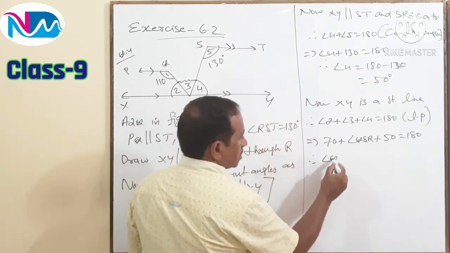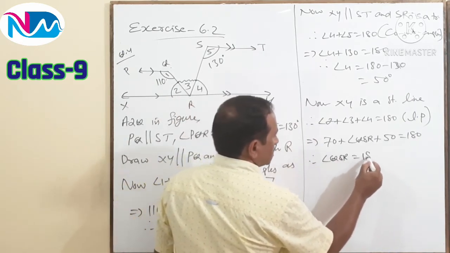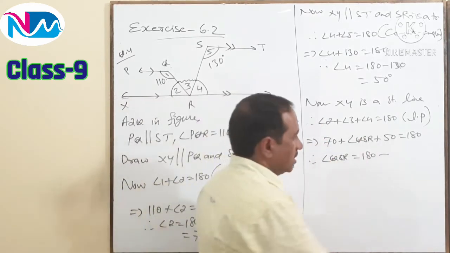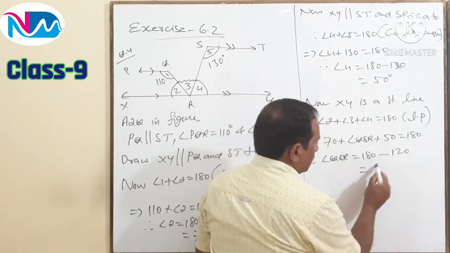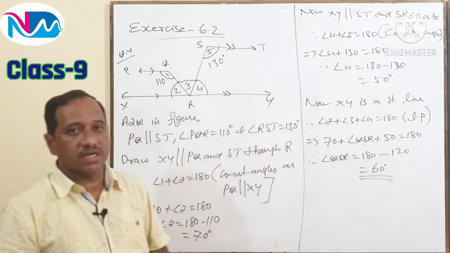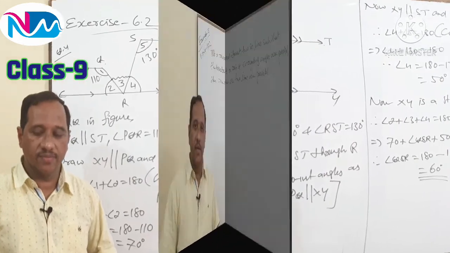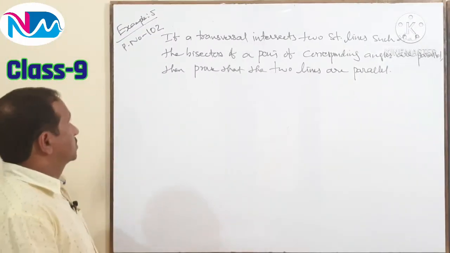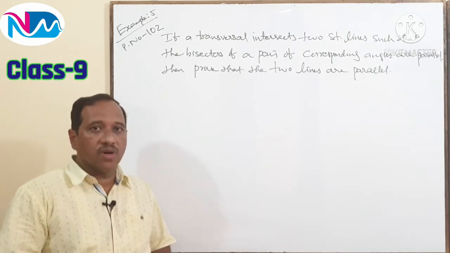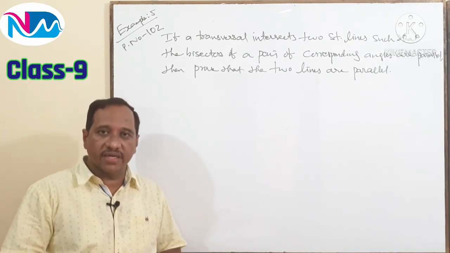Therefore, we get angle QSR is equal to 180 minus 70 plus 50, that is 120, which is equal to 60 degree. So, angle QSR is equal to 60 degree. Next, we will do an example question. Example number 5 given in page number 102 of NCERT textbook.